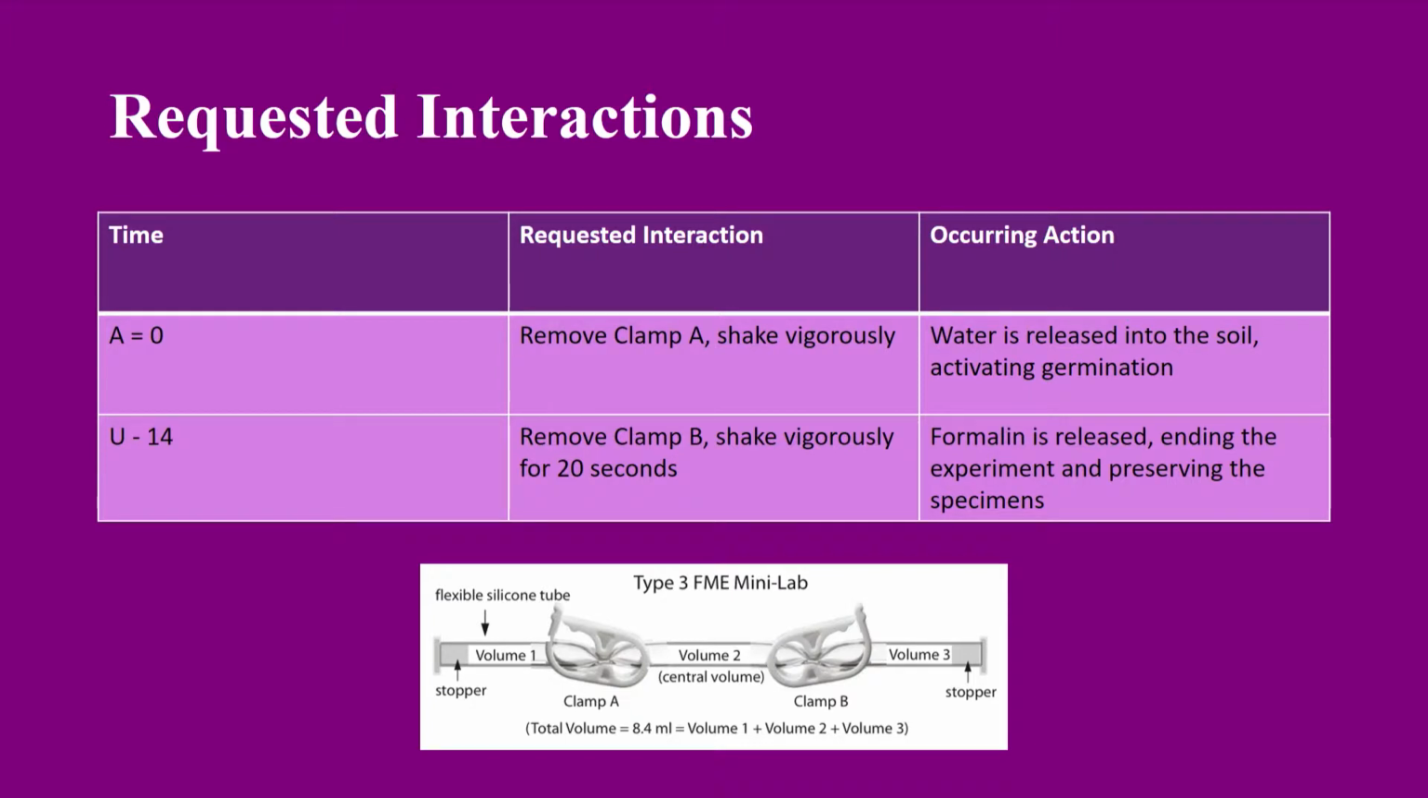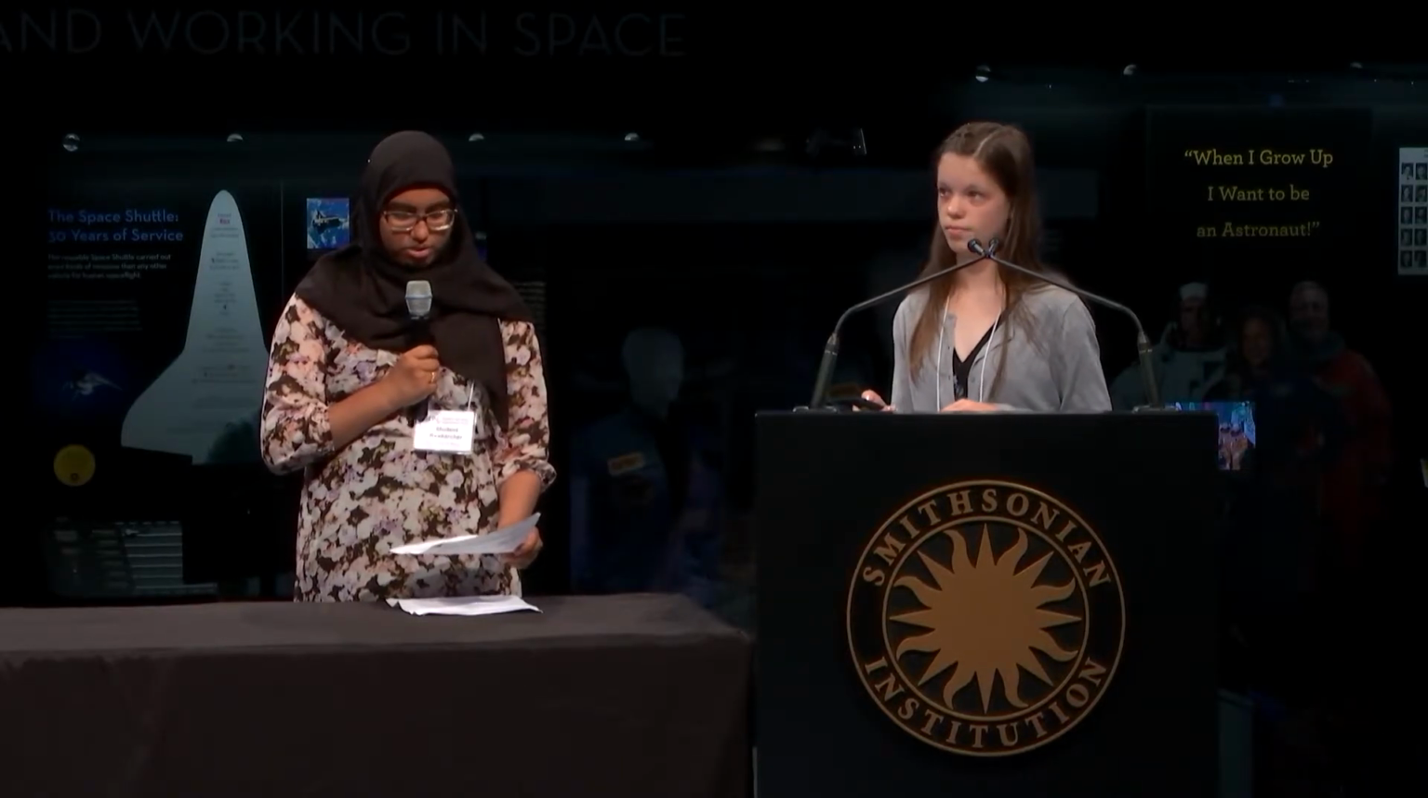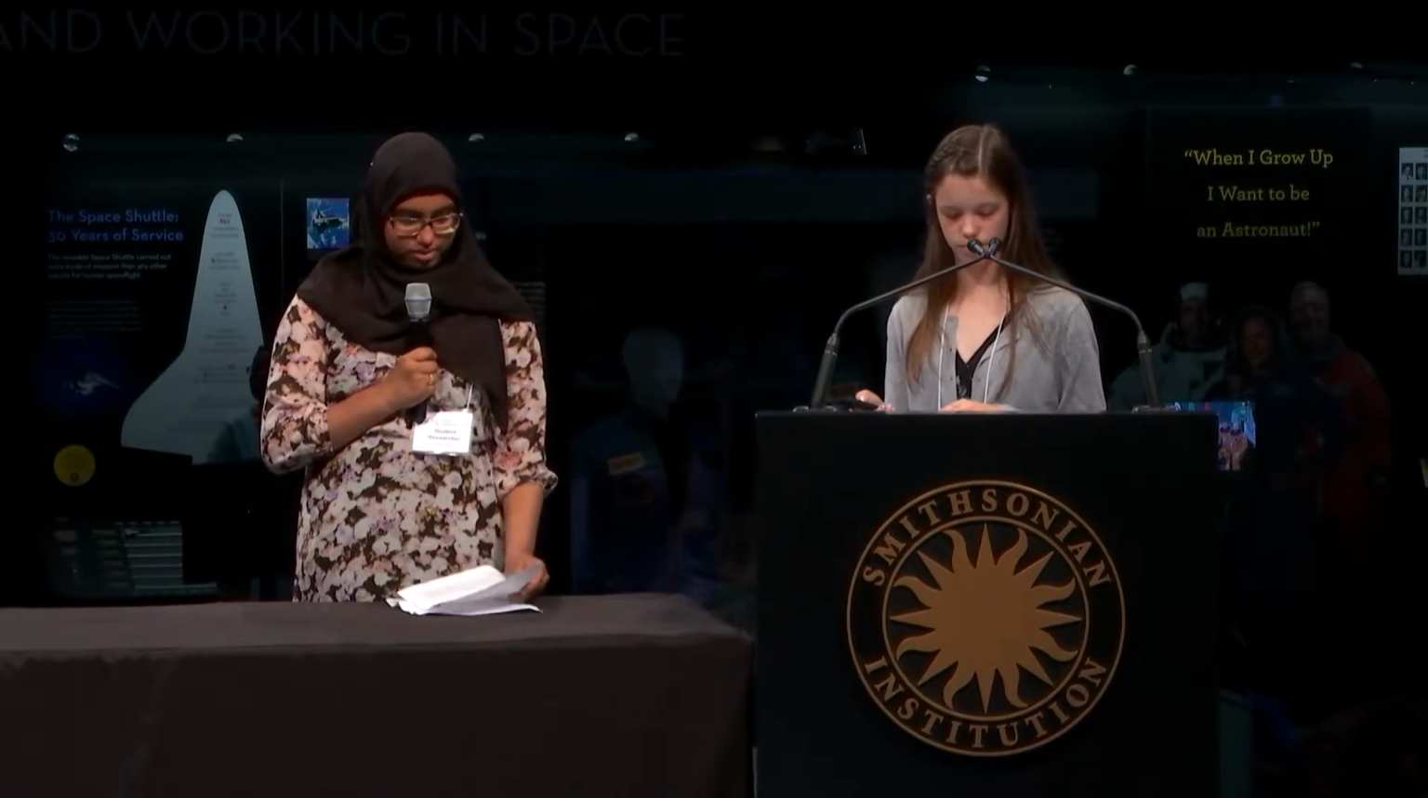When the experiment first arrived at the ISS, they were to unclamp clamp A and shake for 20 seconds. This released water into the chamber with seeds, activating the germination process. Then, 2 weeks before the experiments undocked, the astronauts were to unclamp clamp B and shake vigorously for 20 seconds. This released the formalin component into the tube, freezing and preserving the process.